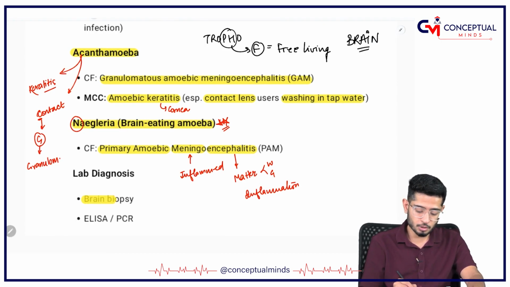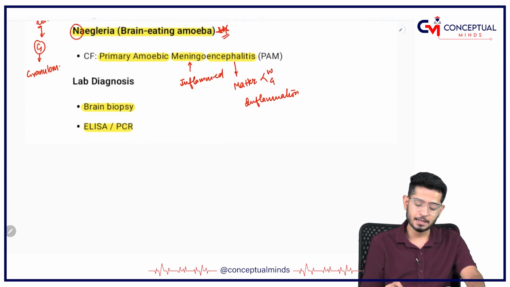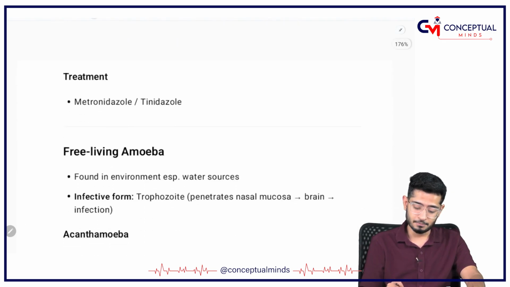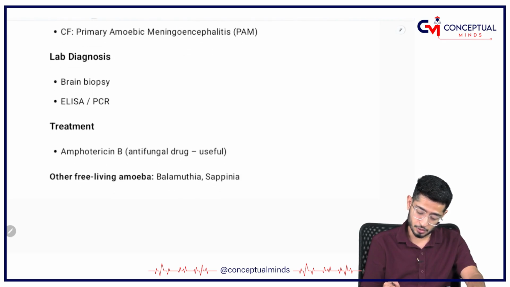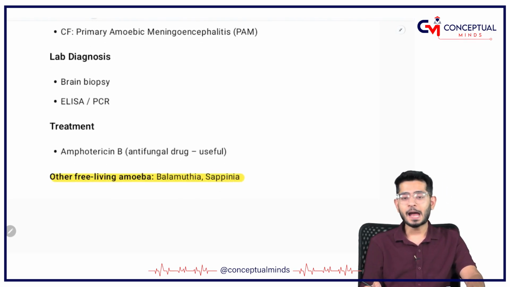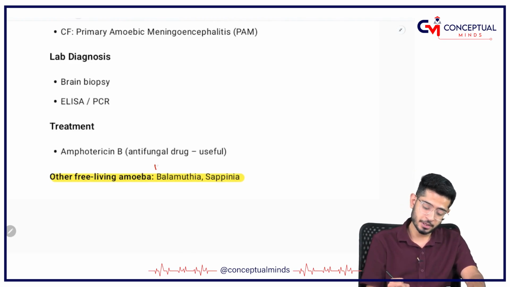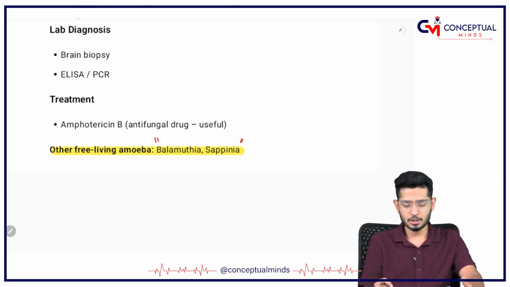So how will you check? You will have to obtain a brain biopsy, or else you do ELISA and PCR. The treatment is the same, metronidazole and tinidazole. Now other free living amoebas are Balamuthia and Sappinia. So these are the other ones, so you can remember just the names.